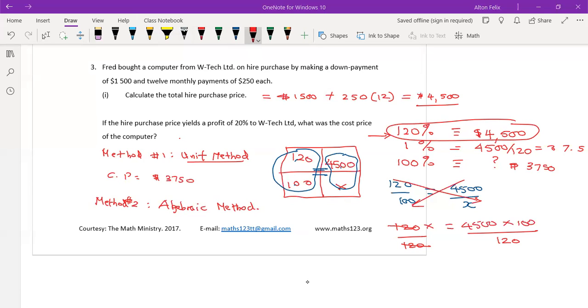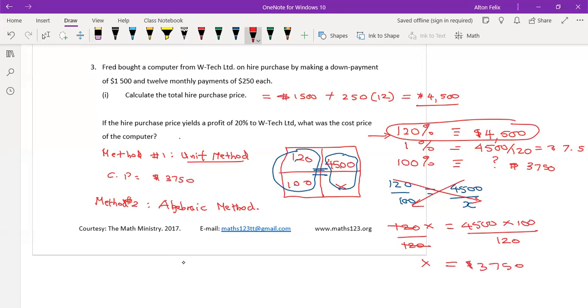Let's clear this. So it's 4,500 multiplied by 100 equals, and then we divide this by 120. We're supposed to get the same answer, which is 3750. There you go. So whichever one you like. So therefore X, which is the cost price, will be 3750.